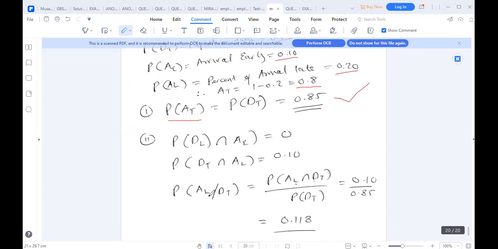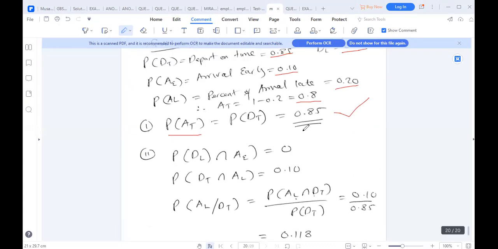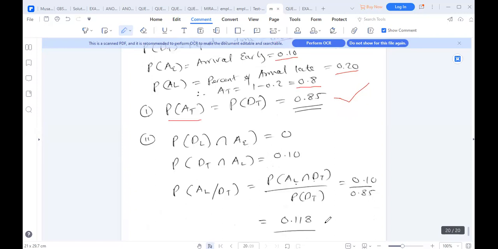Then here we're being asked to find the probability that it will arrive late given that it departs on time. So it is A intersection DT over DT. We're given that arrive late intersection depart on time was 10%, divided by the probability that it will depart on time, 0.85. When you divide that, you get 0.118.